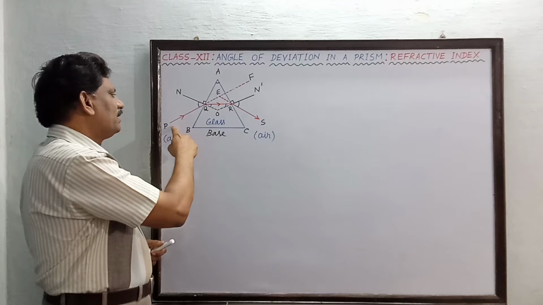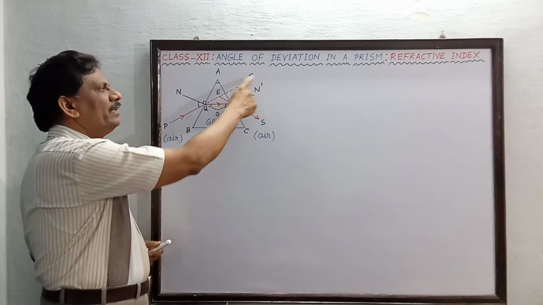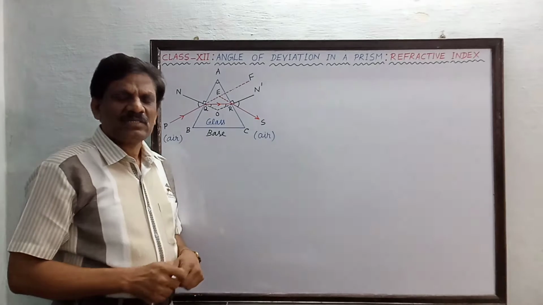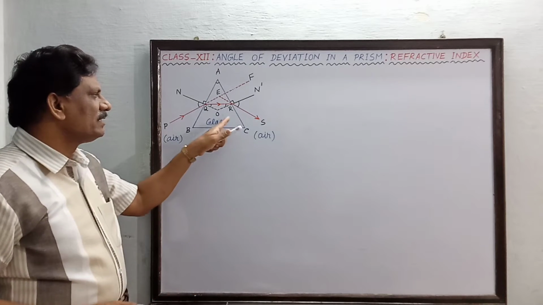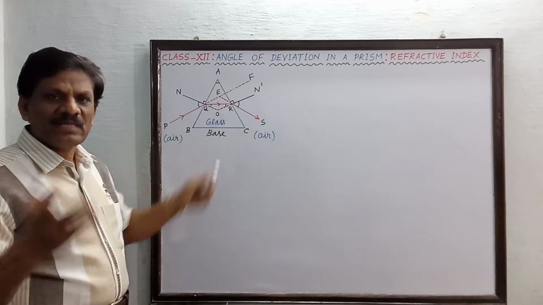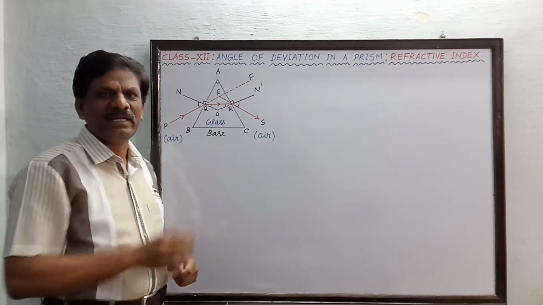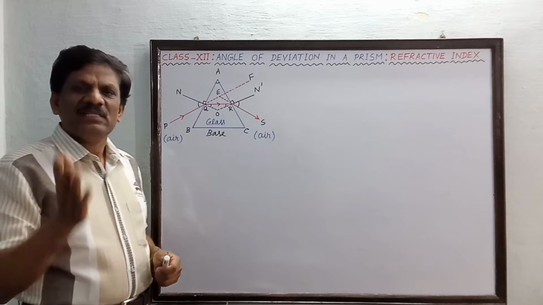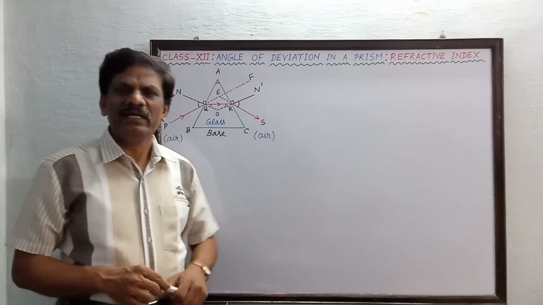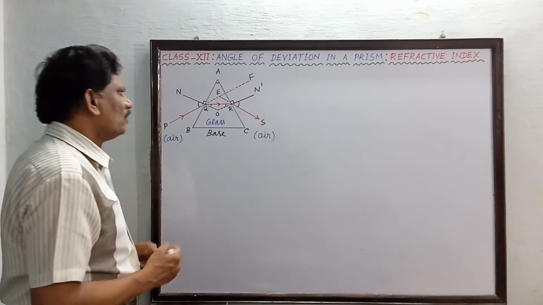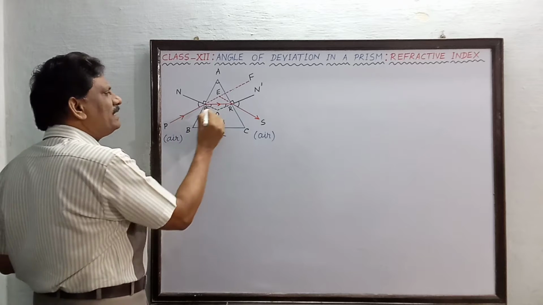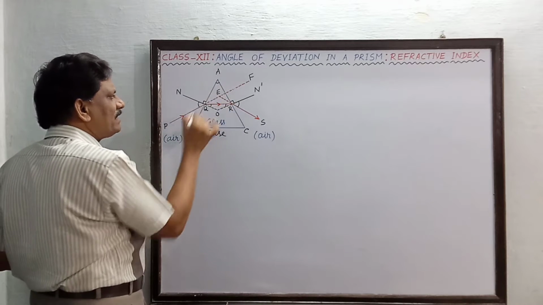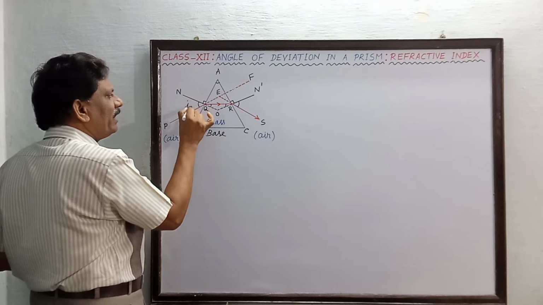Can you see that PQEF is the extended direction of the incident ray. So the moment light enters inside this glass, it is unable to travel along the same straight line. It is deviating from its original path. This deviation only is called as what? Refraction.